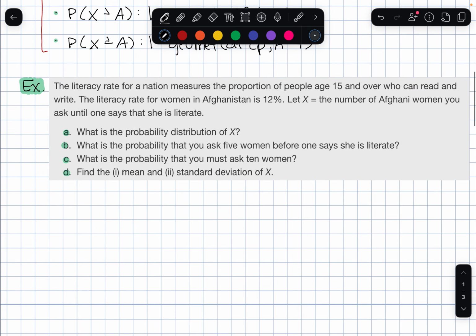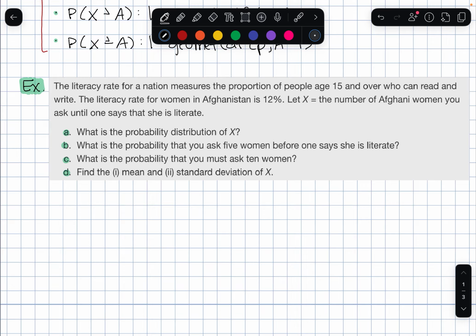So for this example, it says the literacy rate for a nation measures the proportion of people age 15 and older who can read and write. The literacy rate for women in Afghanistan is 12%. Let X equal the number of Afghan women you ask until one says that she is literate. What is the probability distribution of X? What is the probability that you ask 5 women before one says she's literate? What is the probability you must ask 10 women? Find the mean and standard deviation.